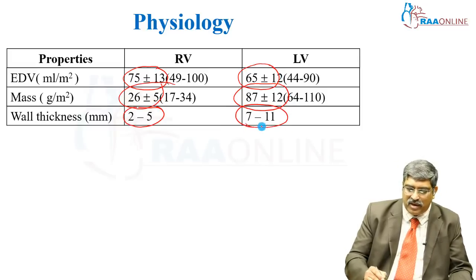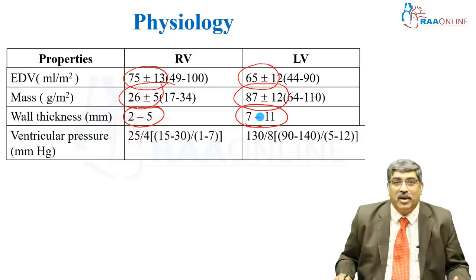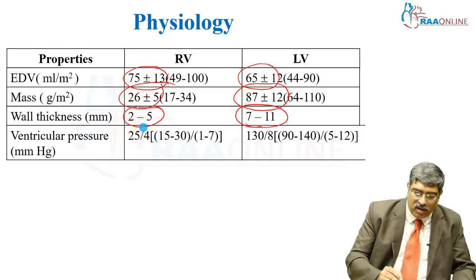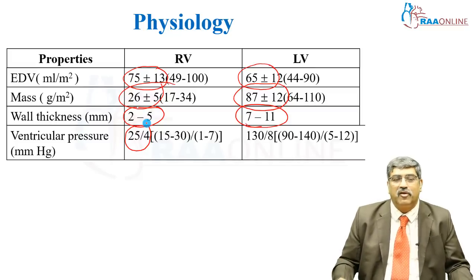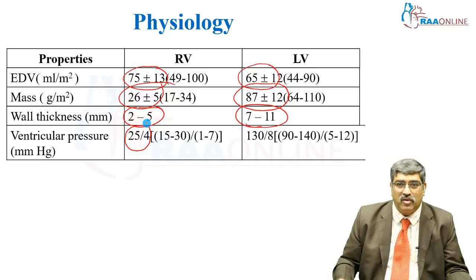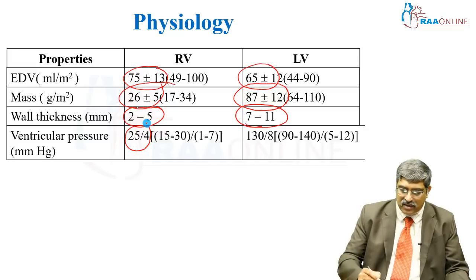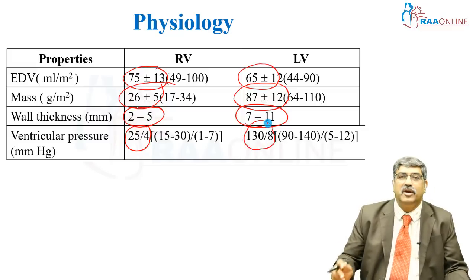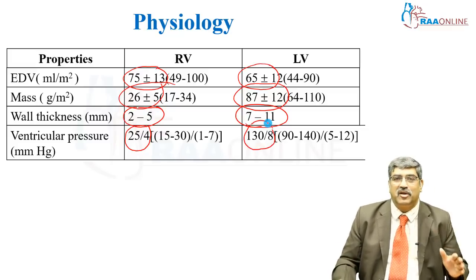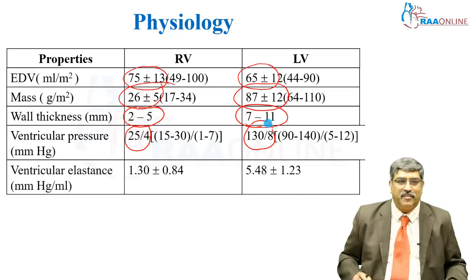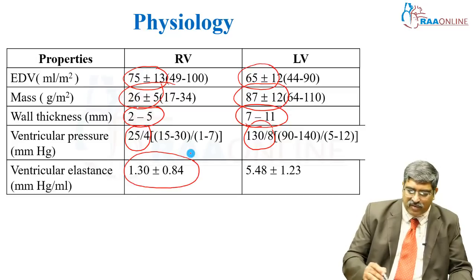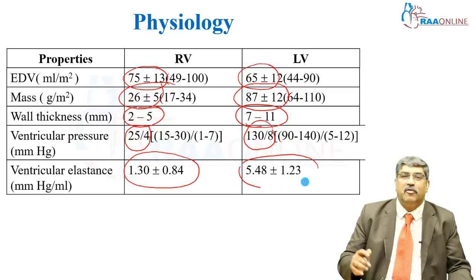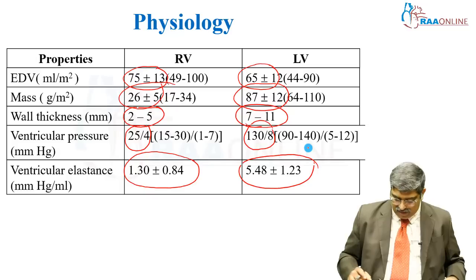It is 7 to 11 in the left ventricle. Coming to the pressure, the normal right ventricular pressure, the systolic is around 25 millimeter of mercury and the diastolic is around 4. Whereas in left ventricle, it is 130 millimeter of mercury and 8 millimeter of mercury is the diastolic. Ventricular elastance, it is 1.3 in right ventricle, whereas it is around 5.48 in the left ventricle.